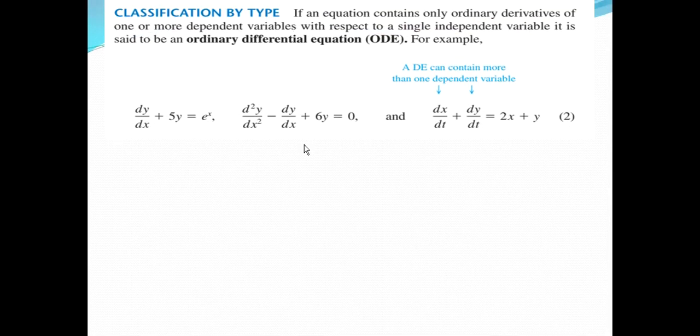Classification by type. If an equation contains only ordinary derivatives of one or more dependent variables with respect to a single independent variable, it is said to be an ordinary differential equation, and we denote it by ODE. For example, dy/dx = 5y, dy/dx + 5y = e^x, d²y/dx² - dy/dx + 6y = 0, and dx/dt + dy/dt = 2x + y.